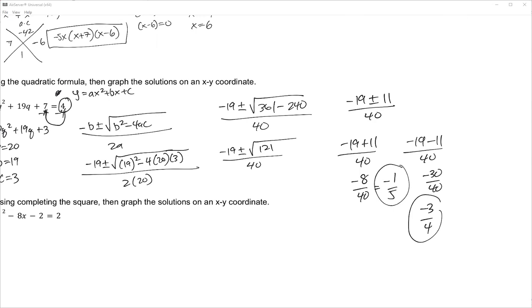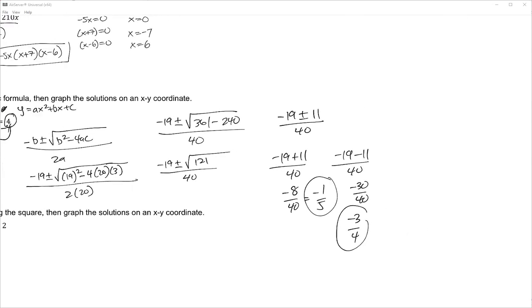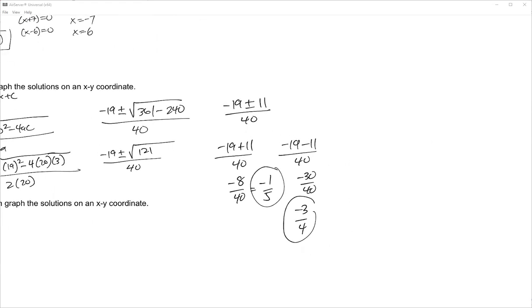So now how do I graph this? How do I graph the solutions here? If I graph it on the XY axis here, let's say this is -1. -1 over 5 would be like right here. -3 over 4 would be like right here. And those are your two solutions there. Okay, so you're just graphing the x-intercepts there.